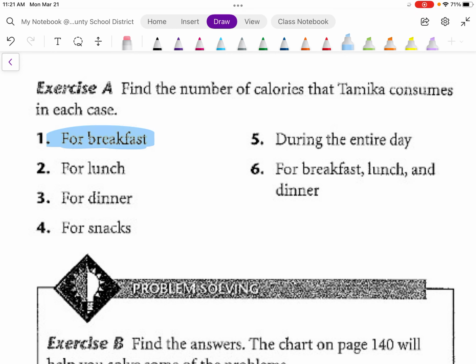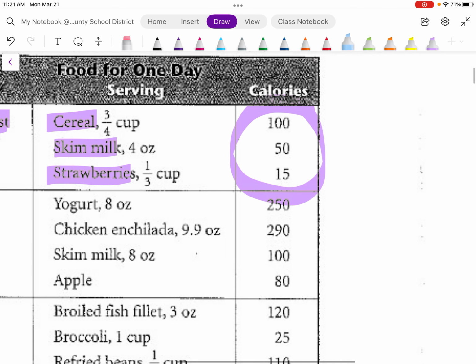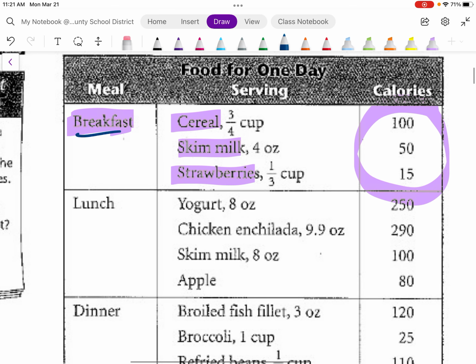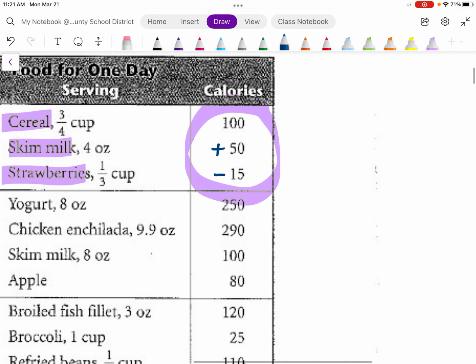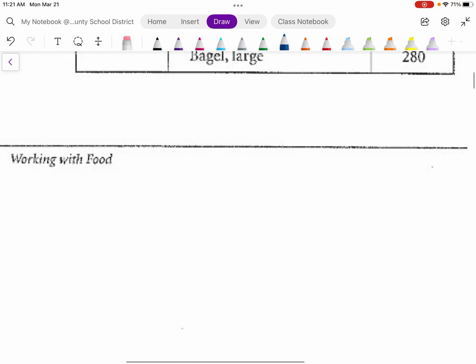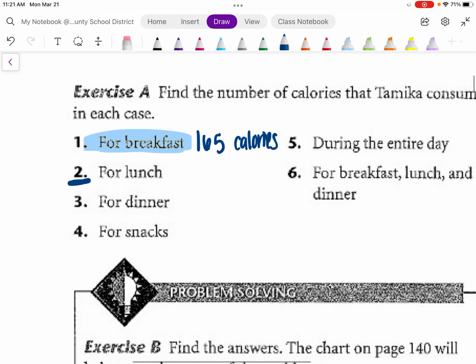So if I were doing breakfast, for example, I would go back to that table and I would add up all of these where it says breakfast. In this case, I would take 100 plus 50 plus 15, and then that would give me 165. So that's what I'm going to put for this one, 165 calories. Okay, so that is what you are going to do for the other 5 examples.